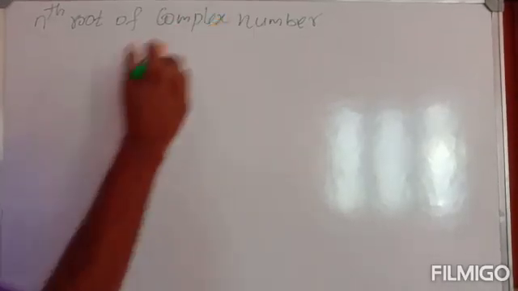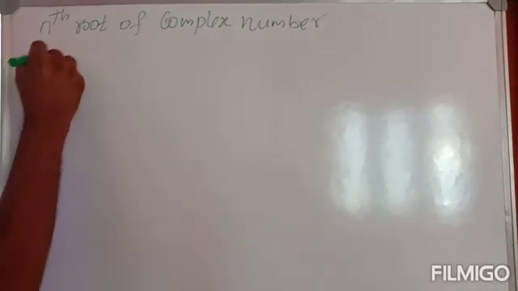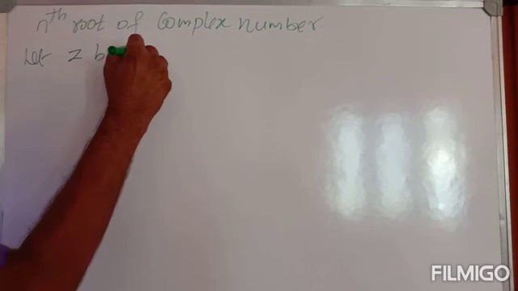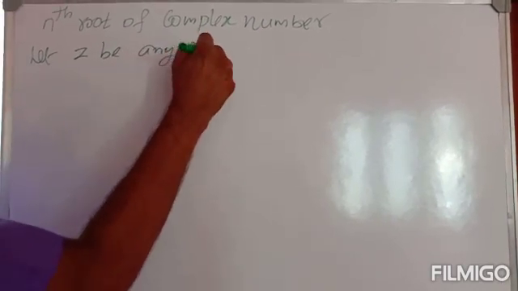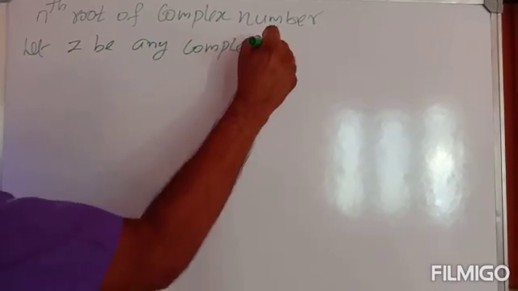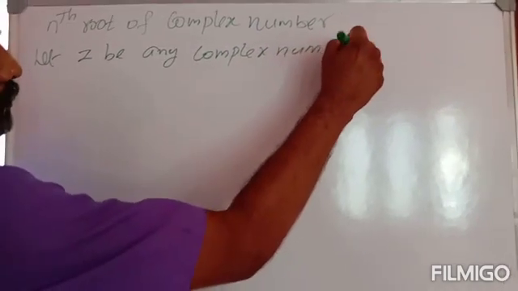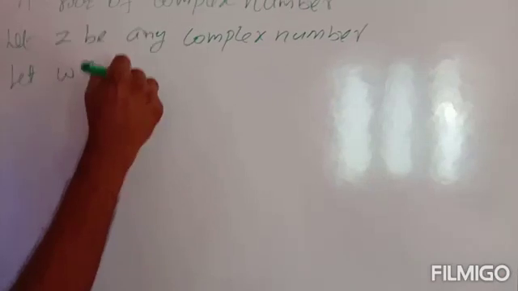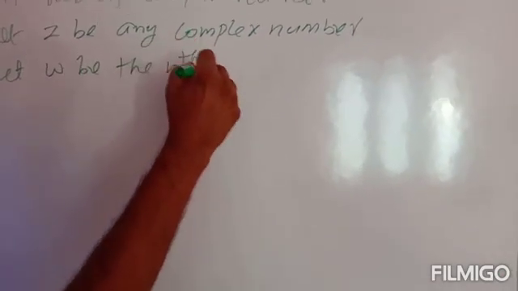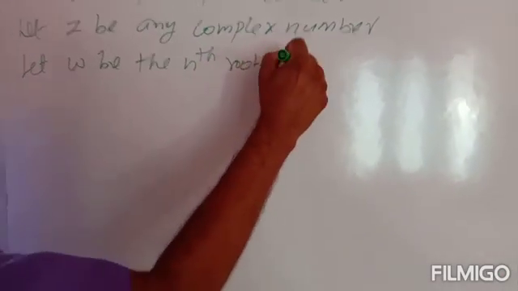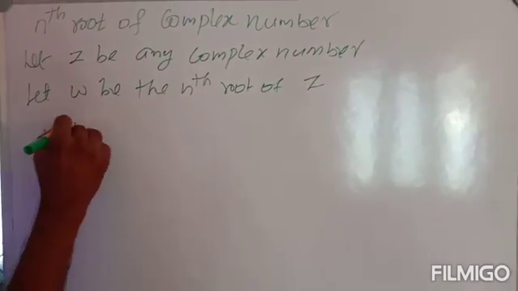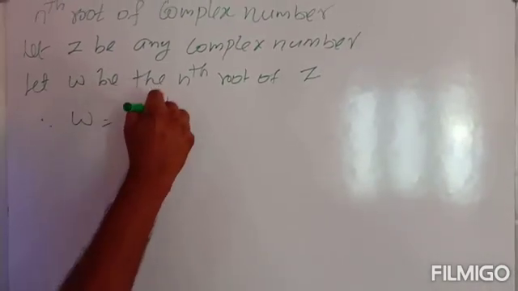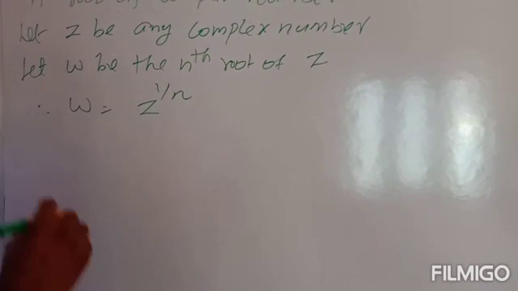nth root of a complex number. Let Z be any complex number. Then let omega be the nth root of Z. Therefore, omega is equal to Z power 1 by n.